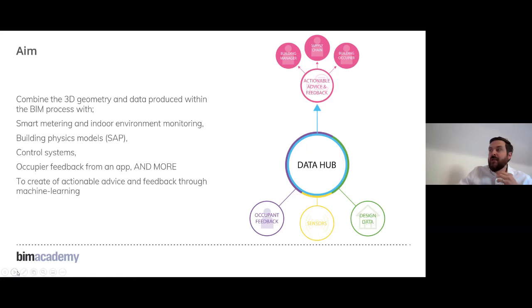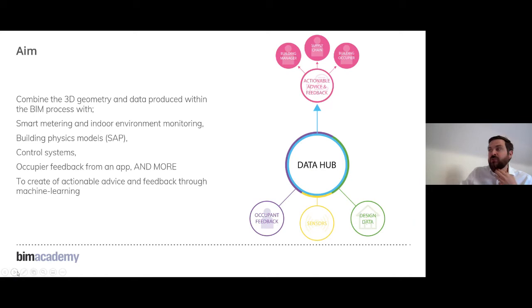I guess the aim of the project was really to try and combine the 3D geometry with the data produced from the BIM process to create this overall model of the space, feeding in feedback, filling in the building physics models, feeding in smart metering and sensoring to create actionable advice and feedback for both landlords and tenants to understand more about how to optimize the performance of the building they either live in or manage.